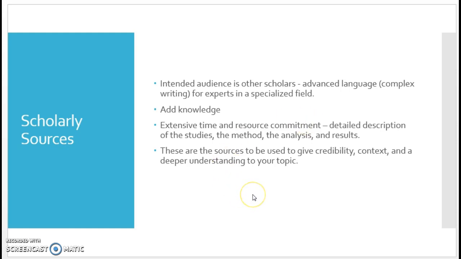Sources like this help to give credibility to the writer, in part because if you're writing about a specific topic, you build a sense of credibility when you know what other experts in the field are saying about that topic. Scholarly articles are the way that you find that out. It also helps to provide context and, again, a much deeper understanding of your topic in general.